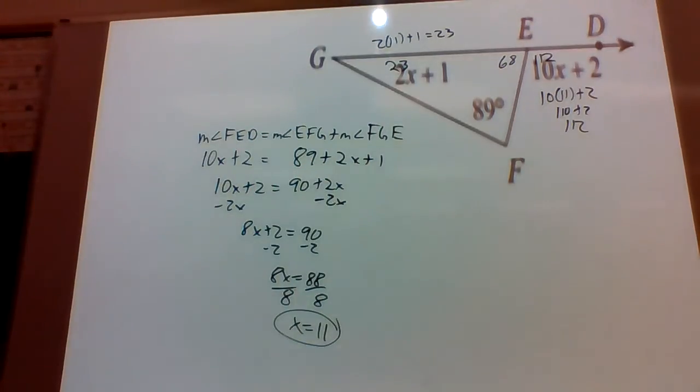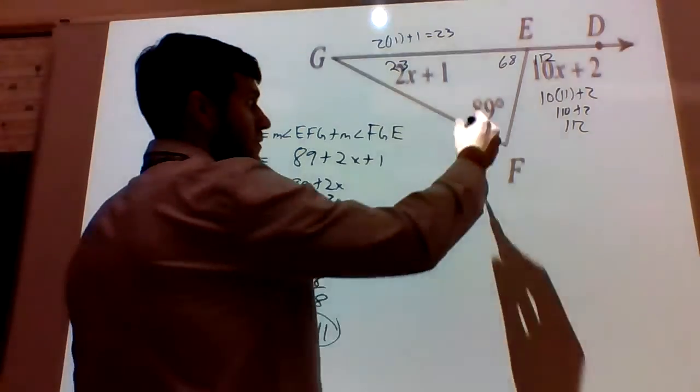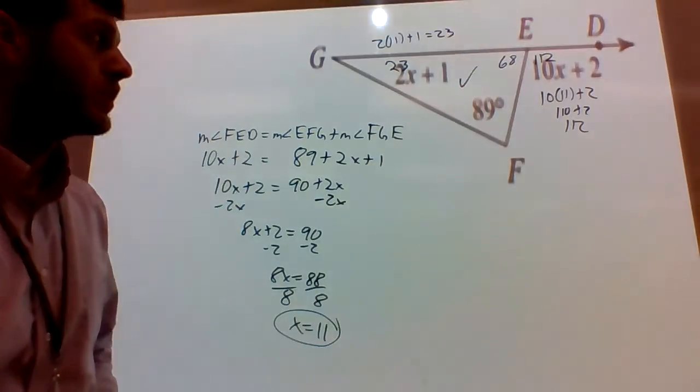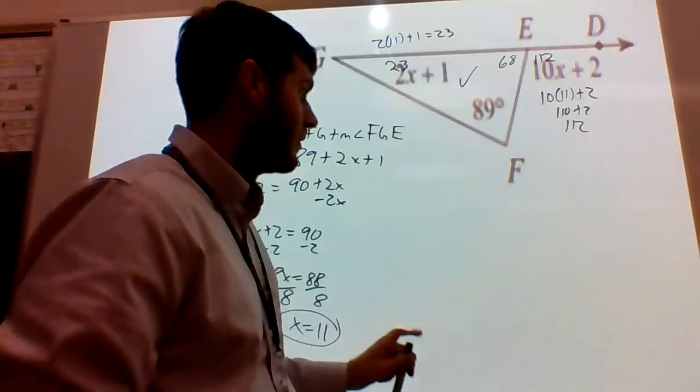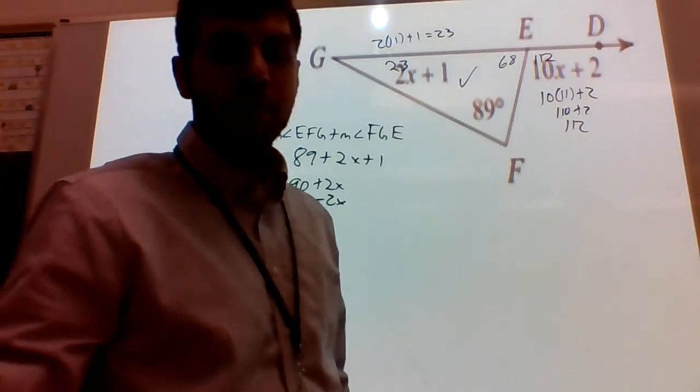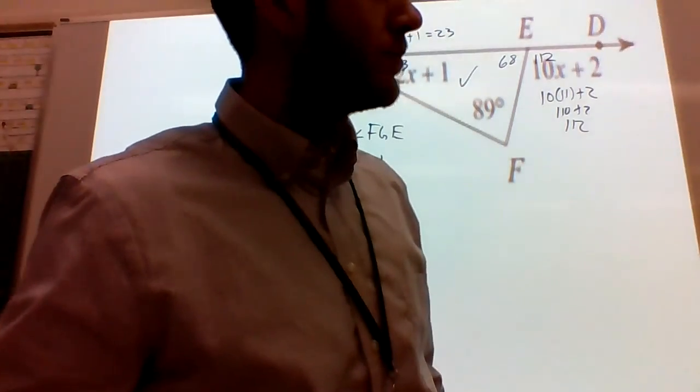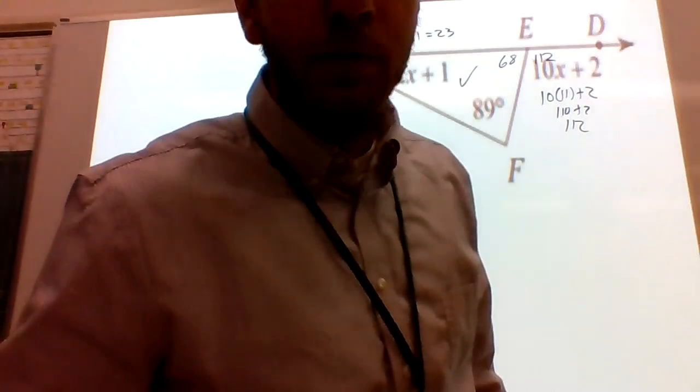Which is why you guys should use your calculators, use the resources. Okay, so then we can check our answer, and now we know it works. 68 plus 23 is 91. 91 plus 89 is 180. Okay, that's the exterior angle theorem for Monday, November 26th.